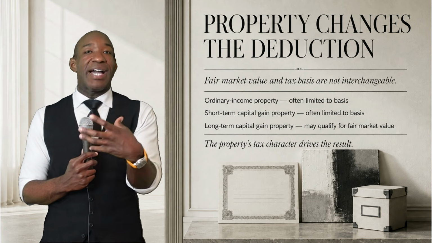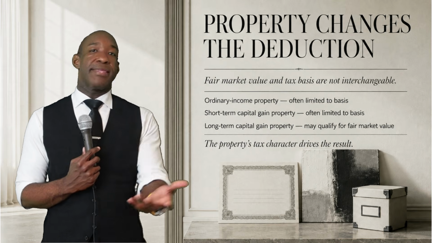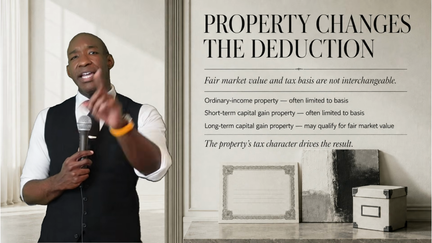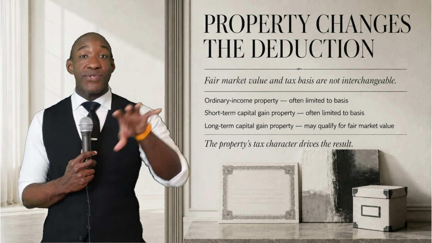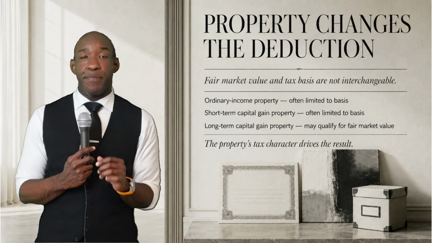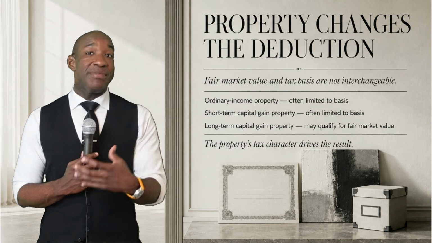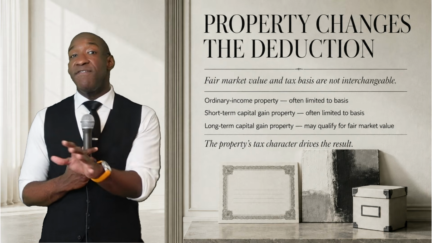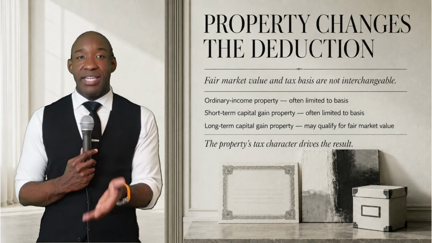If a taxpayer buys stock for $10,000, the starting basis is generally $10,000. If the stock later becomes worth $50,000, the taxpayer has $40,000 of built-in appreciation. The charitable deduction may depend on what kind of income the taxpayer would recognize if the property were sold. That is the logic behind Section 170(e).